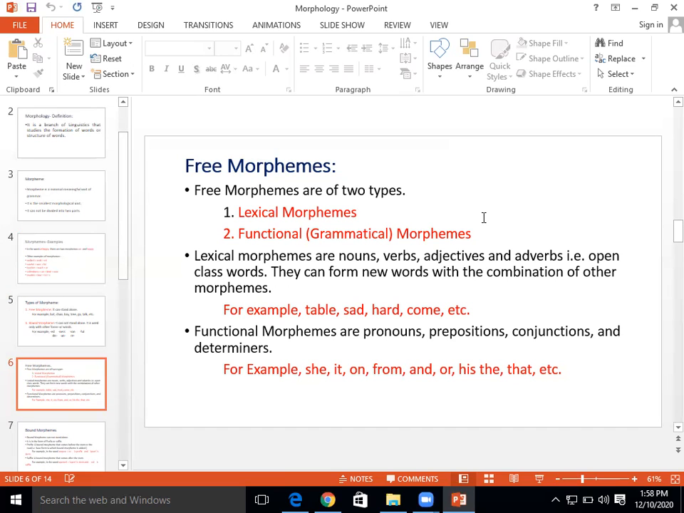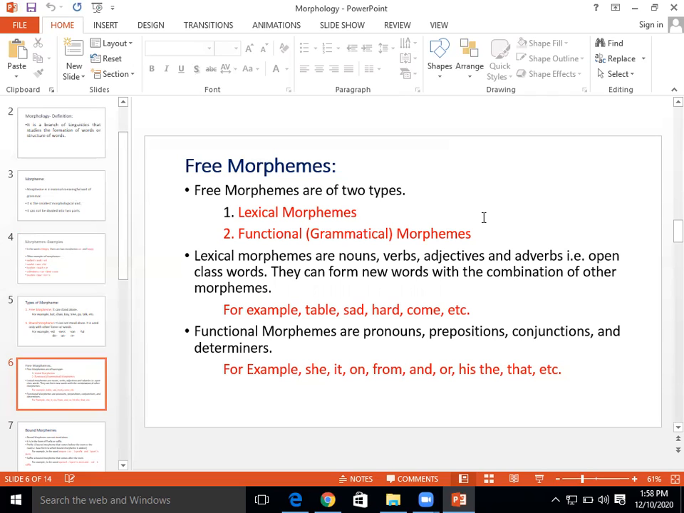Okay. Then next is functional morphemes. Functional morphemes are also free morphemes, but they are different types of words. That is, they are functional, means grammatical words. They are used to combine nouns, words, and adjectives together and prepare a sentence. Okay. For example, functional morphemes means pronouns, prepositions, conjunctions, and determiners.